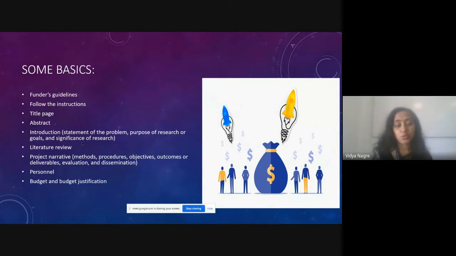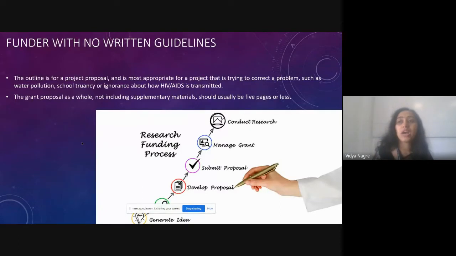Then project narratives, such as what methods you are going to use, procedures, objectives, what will be the outcome of your research, and thereafter deliverables, evaluations, and dissemination, and so on. Thereafter personnel and all other information. This is something very important: the budget and budget justification. Now, how are these two things different? You have to mention your budget in your research proposal, but you also have to justify it, that is, why you need this much amount. You have to go into detail and segregate it into several points, which we will be discussing under the budget section.